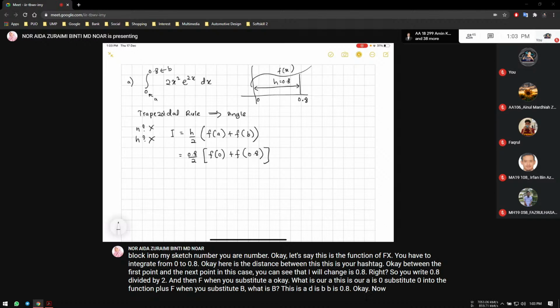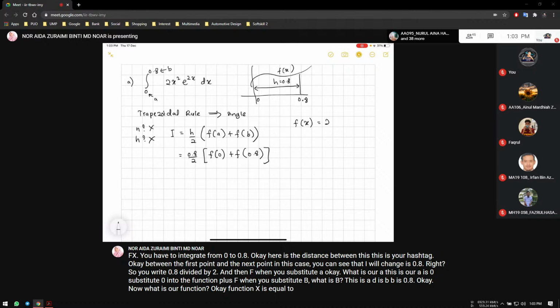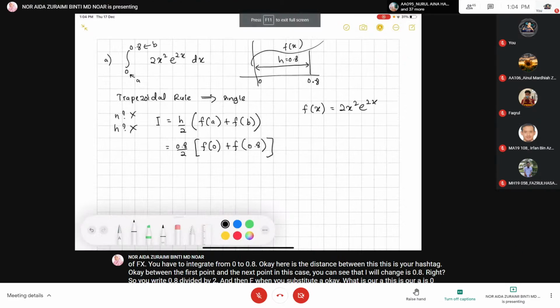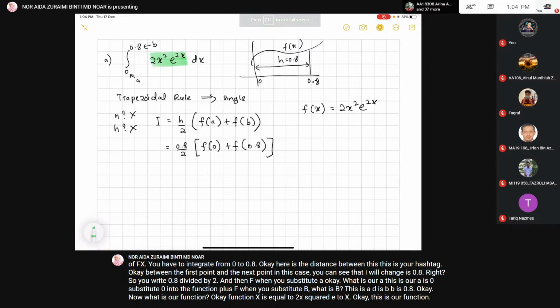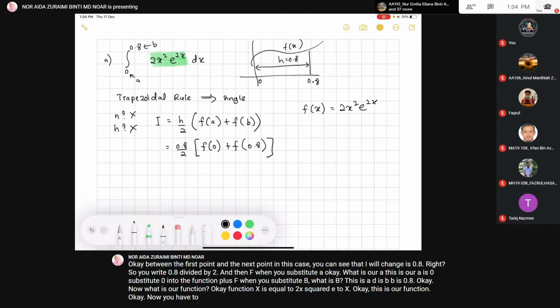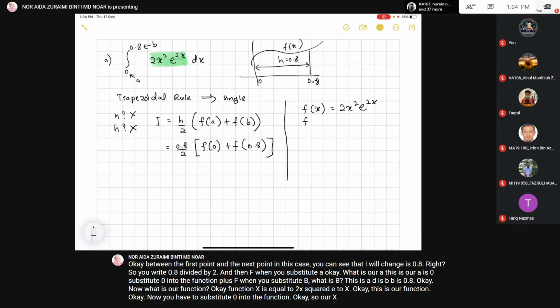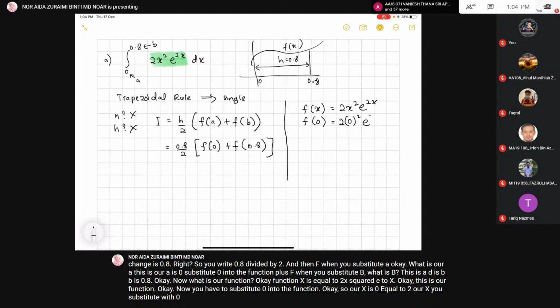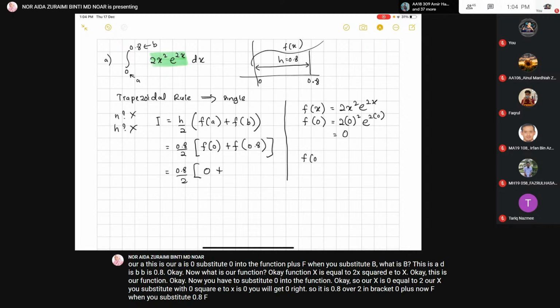Now what is our function? The function f(x) is equal to 2x squared e to x. Now you have to substitute 0 into the function. Our x is 0, so 2 times 0 squared e to the 0 will give you 0. So this is 0.8 over 2 in bracket 0 plus f when you substitute 0.8. You will get 2 times 0.8 squared e to the 2 times 0.8. Calculate. How much do you get?